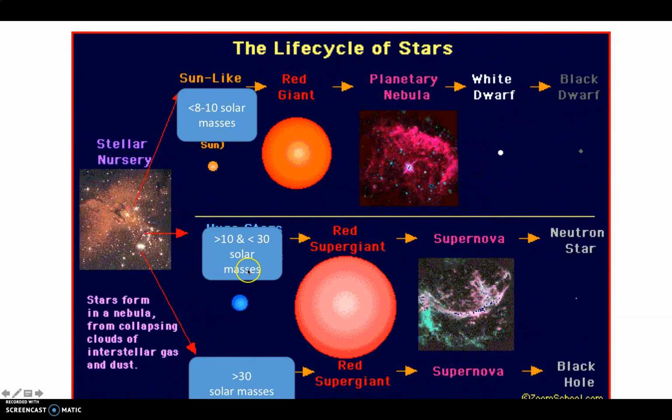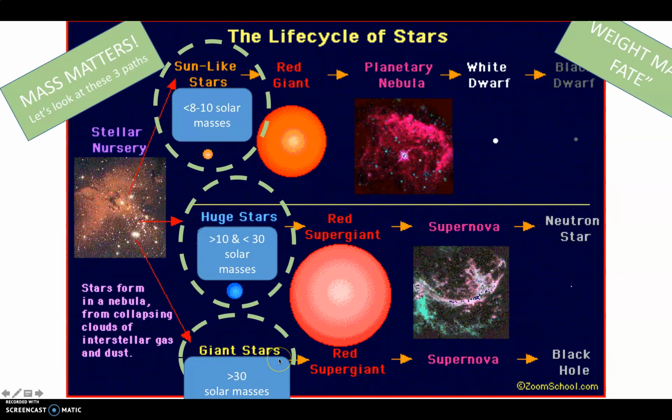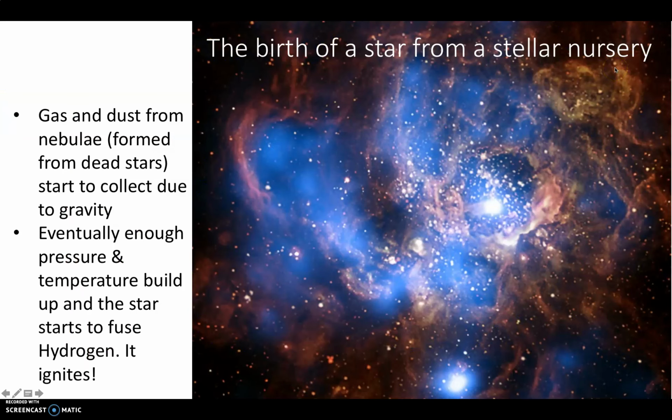From 10 to about 30 solar masses, we have what's sort of a large star, and this is something that's going to become a supergiant instead of a red giant. And again, we'll get into that a little bit more. And then when we have a star that's over 30 solar masses, that is an extremely large star, or a giant star. And we'll get into that as well. But the thing that I want you to really notice here is that the mass really matters. The starting mass of the star has a really big influence in what its fate is going to be. Astronomers like to remember this: weight makes fate is a nice little way to remember that.